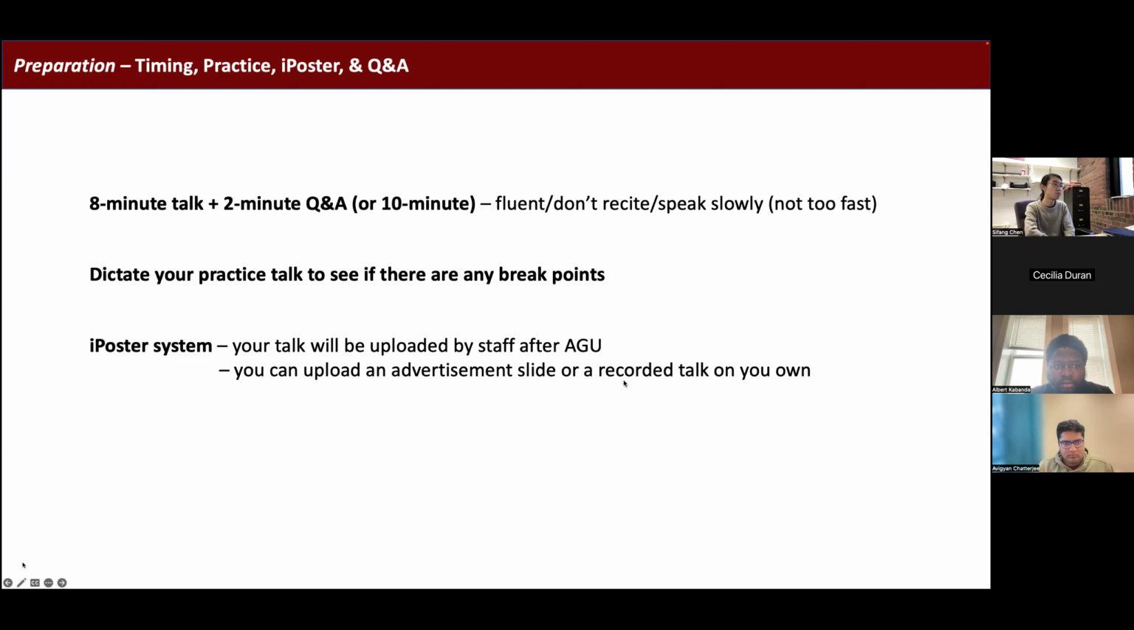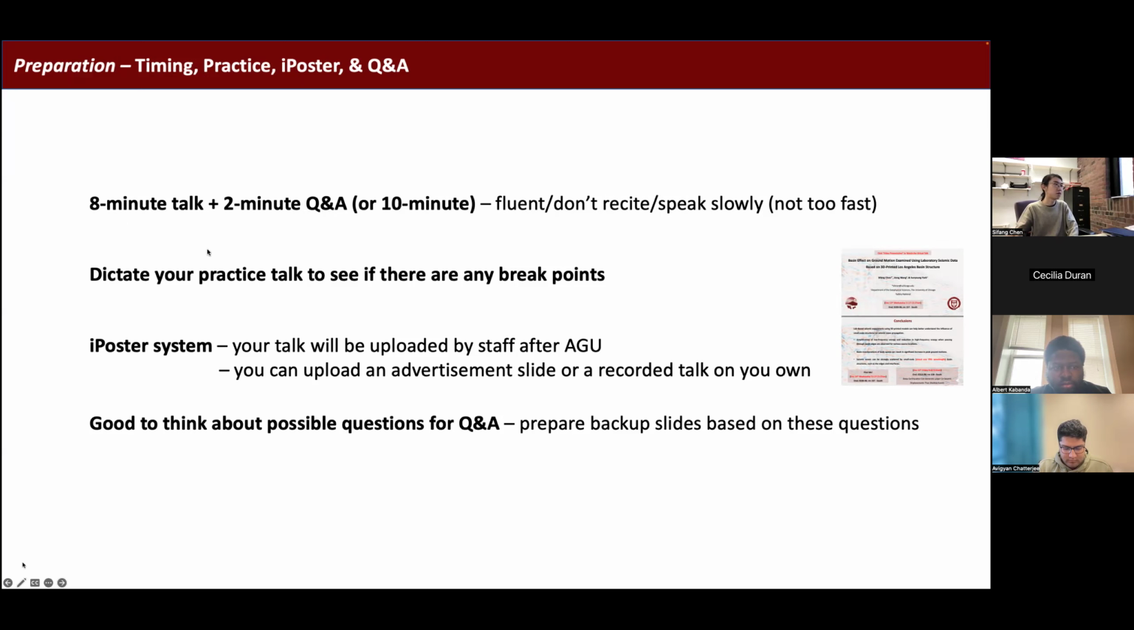And for the iPoster system, last year, I think if they keep it the same, then the iPoster system will have your talk automatically uploaded after AGU. So you don't need to do anything before AGU for your iPoster gallery if you are given an oral presentation. But you can also try to upload an advertisement slide or a recorded talk on your own. That's something I did last year at AGU. So you can try to do something similar, like advertising the time and the room of your talk.